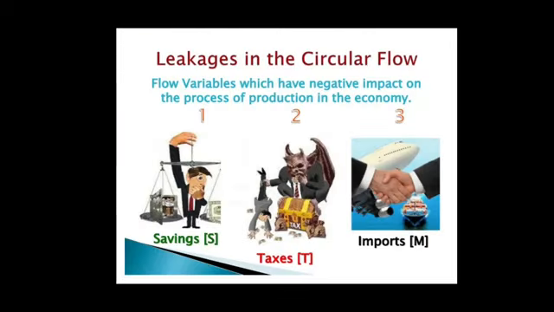Now let's understand the leakage and injections in the circular flow. Students, leakage means withdrawal of income from the flow. For example, when households and firms save part of their income, means that part of their income is not spent on goods and services. It constitutes leakage as saving is withdrawn from the economy and saving is withdrawal of some money from the income flow.